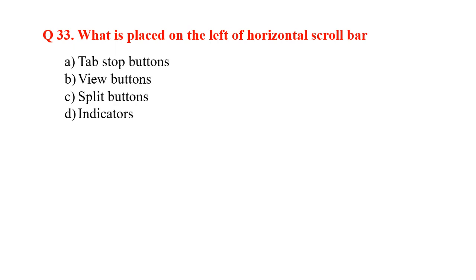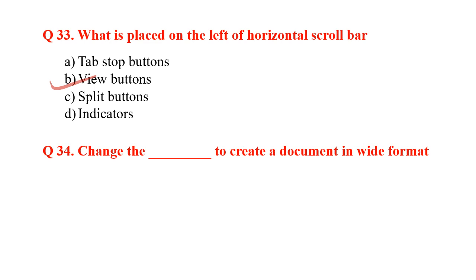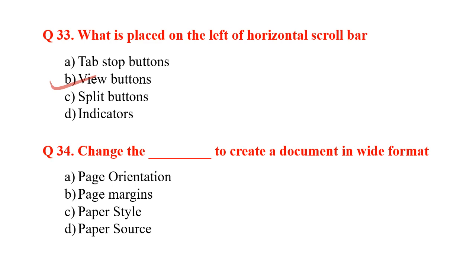So view buttons are placed left of the horizontal scroll bar. Now go to the next question. Change the dash to create a document in wide format. Look at the options. Option A, page orientation. Option B, page margins. Option C, paper style. Option D, paper source. The right answer is option A, page orientation.